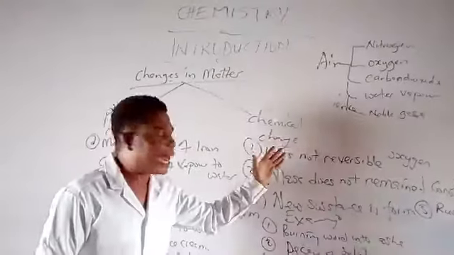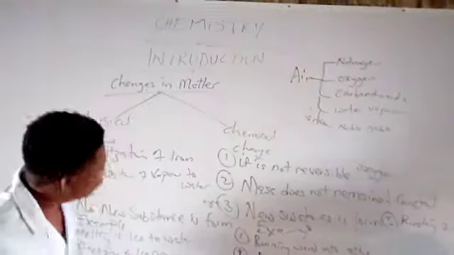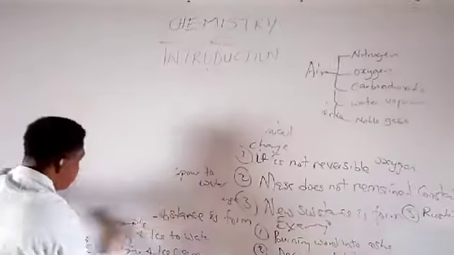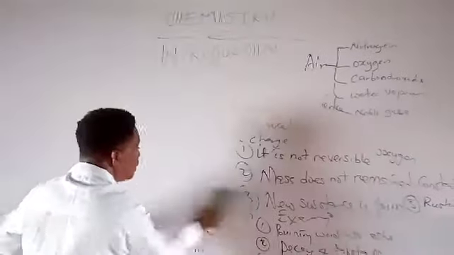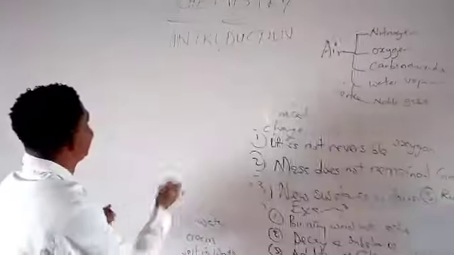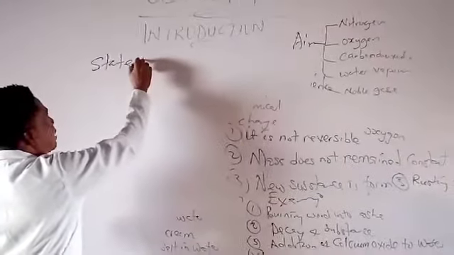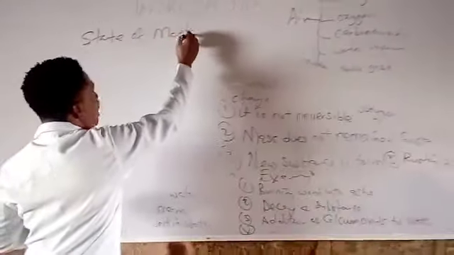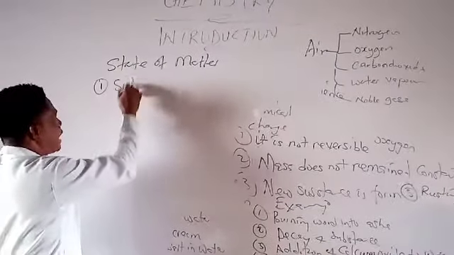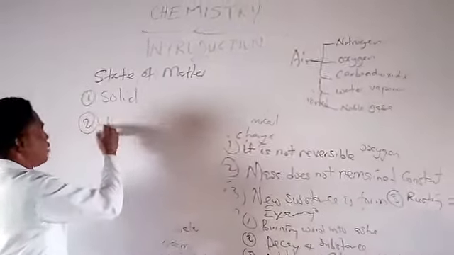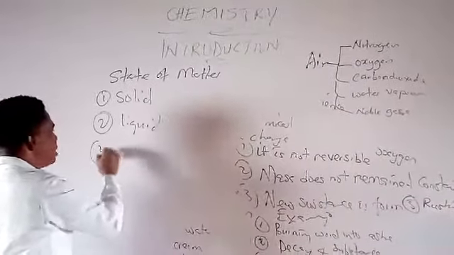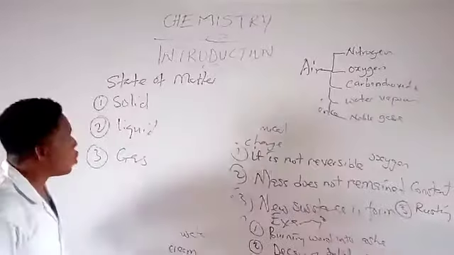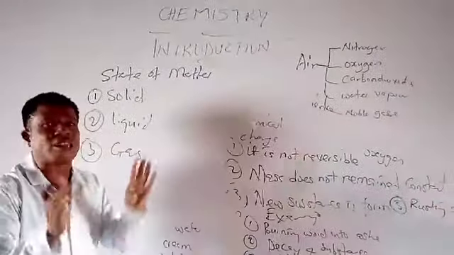The changes can either be physical or chemical. And mind you, in chemistry, matter exists in three states basically under normal condition. So let's talk about the states of matter. Matter exists in three states majorly. Number one, it exists as a solid. Number two, it exists as a liquid. Number three, it exists as a gas.